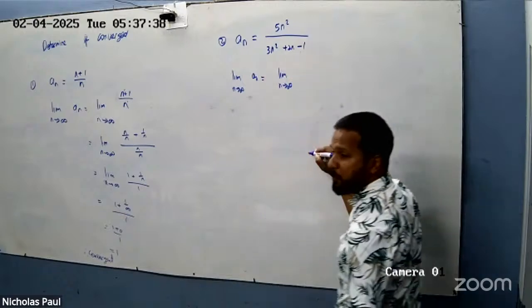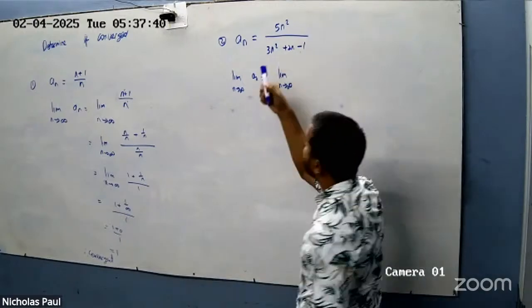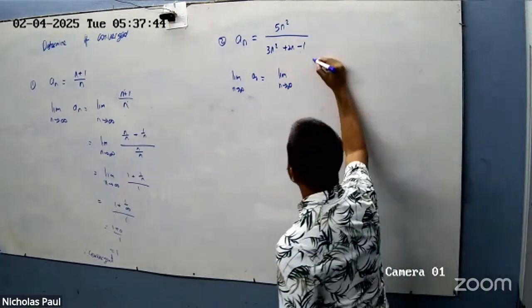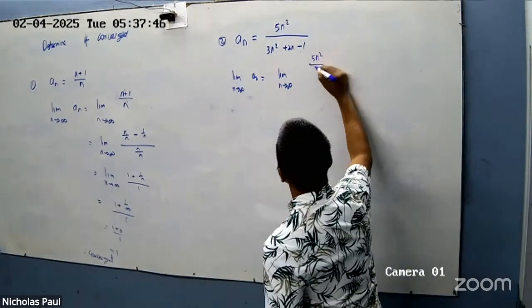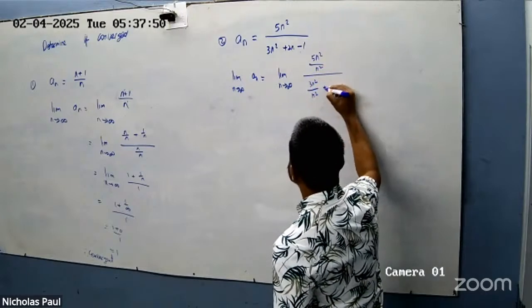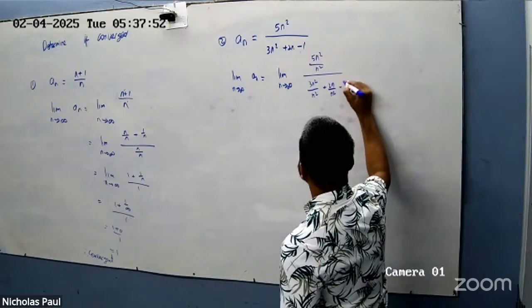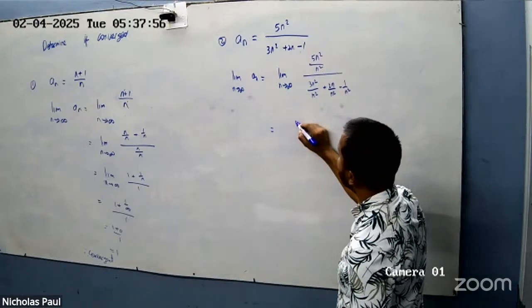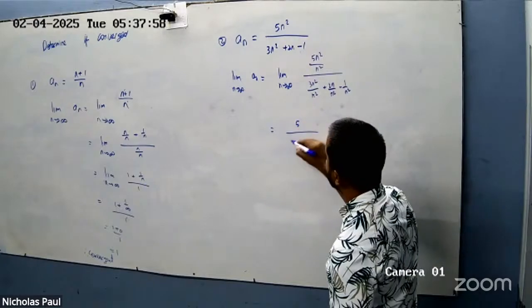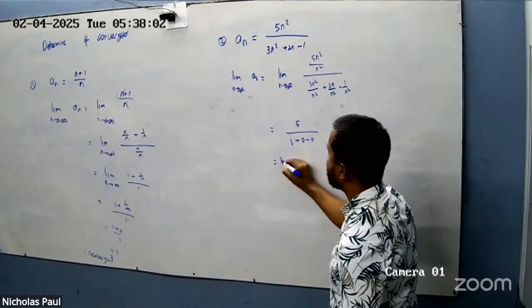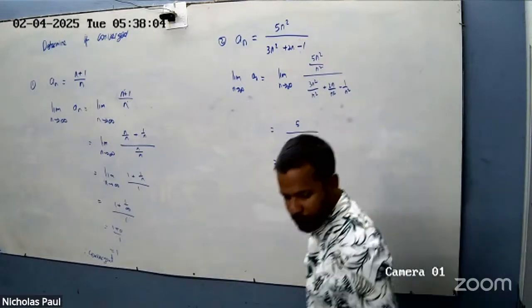Right? How much did you get? 5/3. So can we factorize? No, right? So we can divide everything by n squared. When you plug in infinity, you'll get 5/3 plus 0 minus 0. So the answer is 5/3.